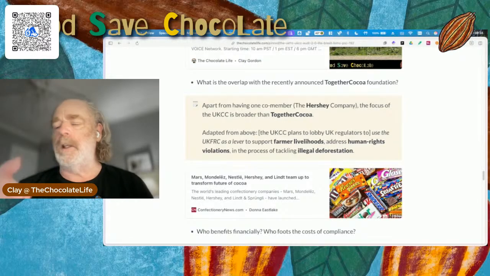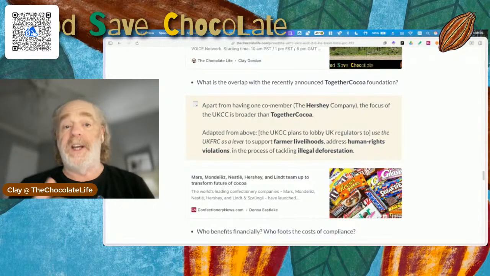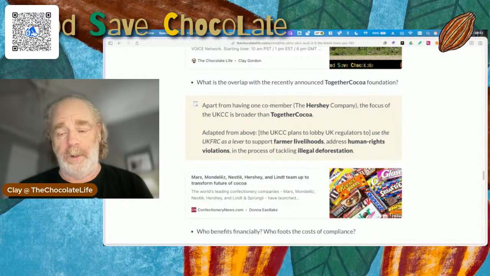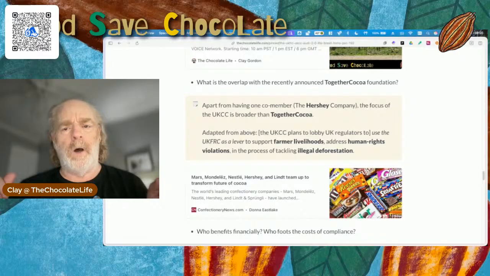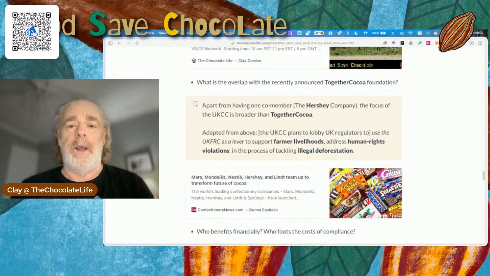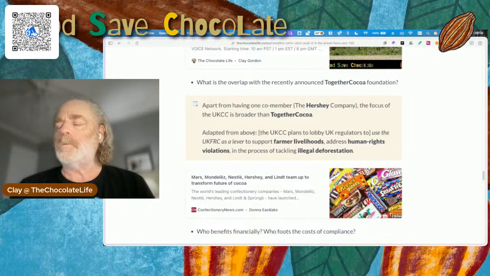So it turns out that there's only one overlap, right? The Hershey Company is a member of both Together Cocoa and the UK Cocoa Coalition. So I think that's healthy. If there was a much greater overlap, we would find a whole lot of challenges associated with the charters of the two organizations and how they overlap and how they don't overlap, and how a Hershey representative will talk about the UK Cocoa Coalition in one breath and have to talk about what Together Cocoa is doing in another breath. So we do need to be aware of that.